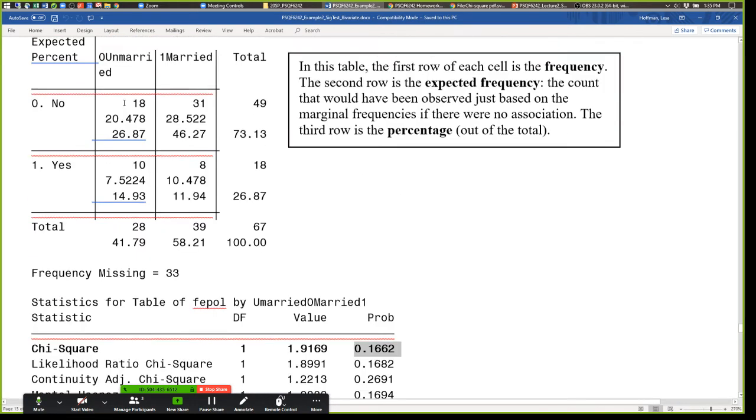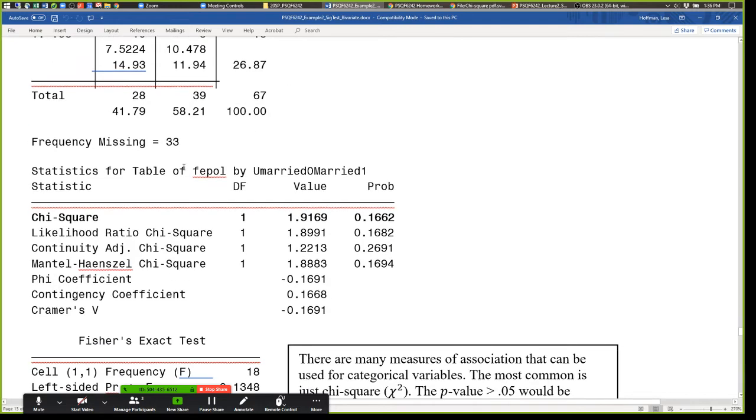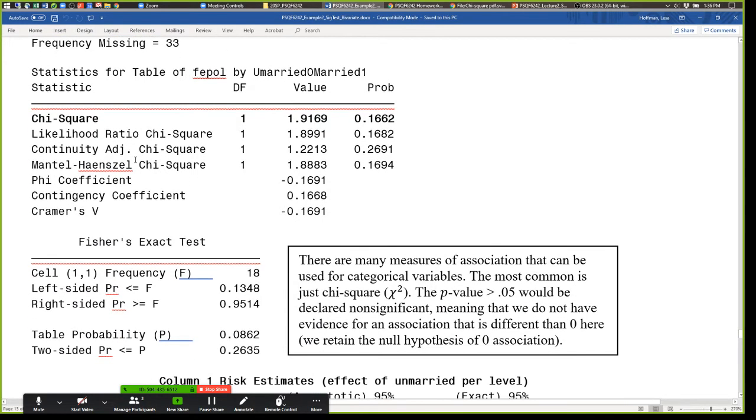The deviations of what actually happened, like the 18, from what should have happened if there were no association, are not strong enough. They could just be due to random noise. All of these other things you can ignore for this class. Statisticians have fought for like hundreds of years as to the right version of the chi-square, and these are all someone's adjustments that they got published doing something else. They're all variations on the same thing.